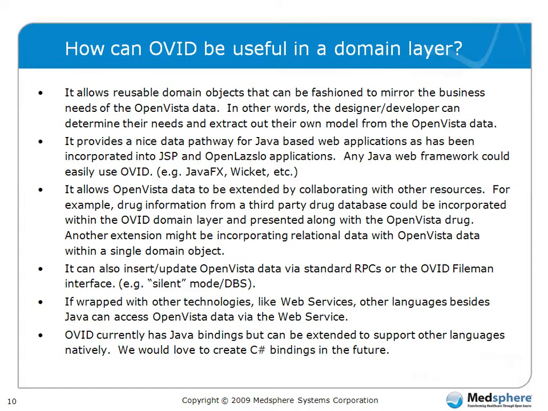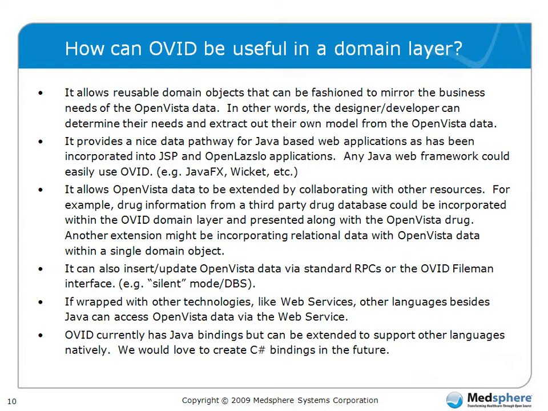Okay. How can OVID be useful in the actual domain layer? The domain layer, of course, is a model for developing a business layer, basically. And that's one of the first things that we wanted to be able to do with it. We have a reference domain model called OVID domain. It has some concepts in there like drug and patient and orders and some other things that, as we came across things that we needed, we put out there in public. We're in the process of trying to mature that domain model.